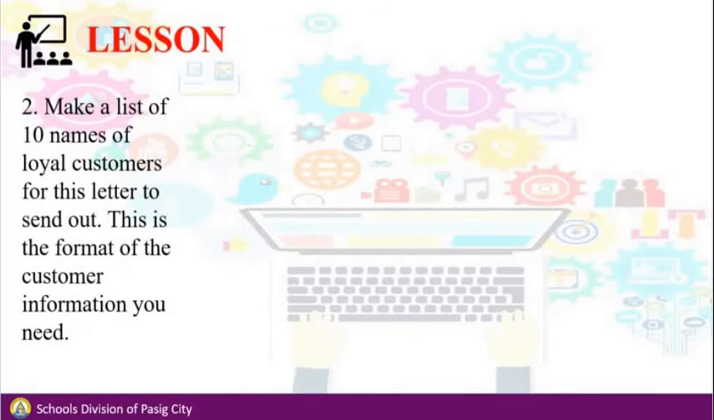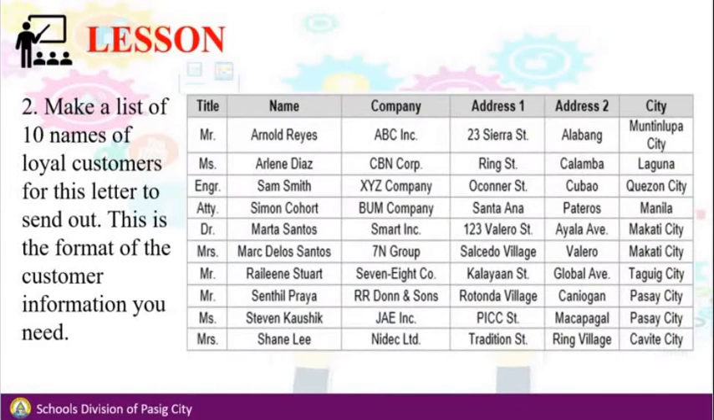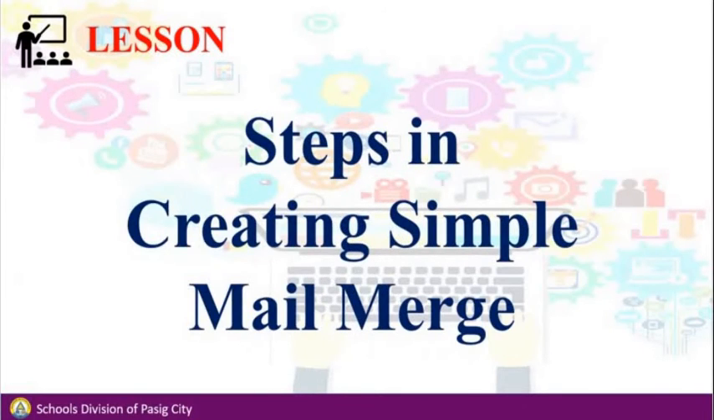Another one is you are going to make a list of 10 names of loyal customers for this letter to send out. This is the format of the customer information you need. There must be the title, the name, company, address 1, address 2, and city. You can follow this format when you make this list. Let's discuss the steps in creating a simple mail merge.